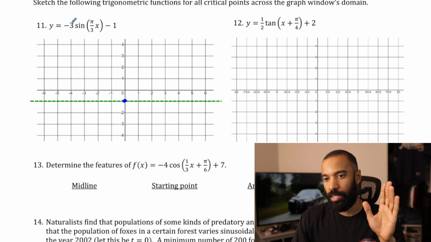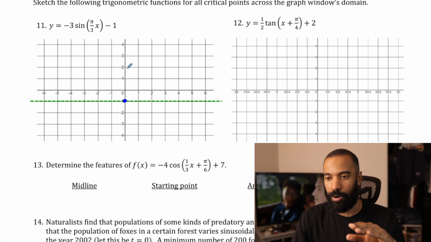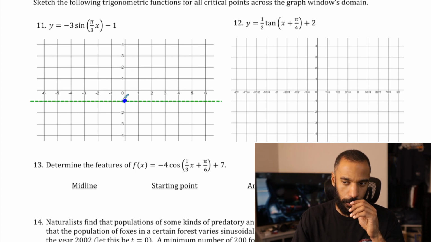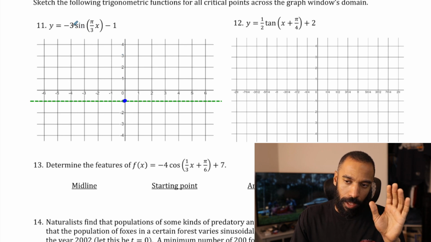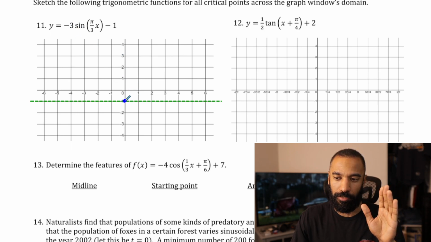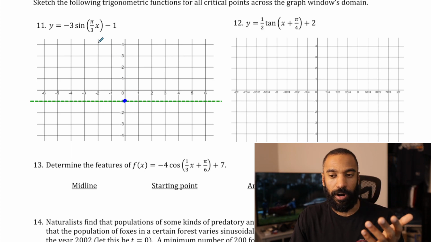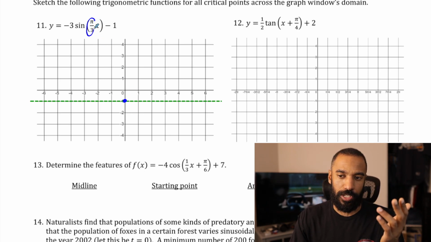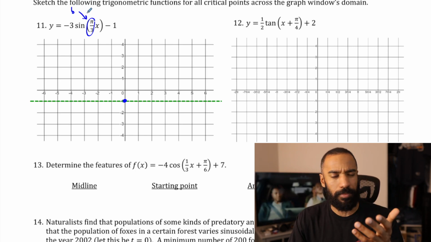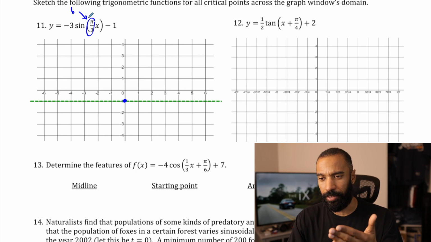Now, the negative 3, the 3 represents the amplitude, how far up and down we will go at most. We'll go as low as negative 4 and as high as 2, because we go 3 up and 3 down. But the negative states that, where a sine graph would generally start going positively, we'll start going negatively. How far is based on this frequency right here of pi over 3. This is your b value, in essence, when we talk about the equation.